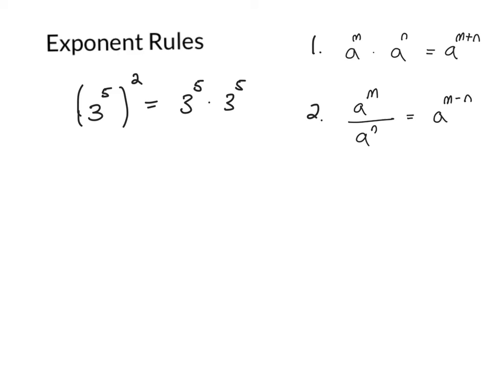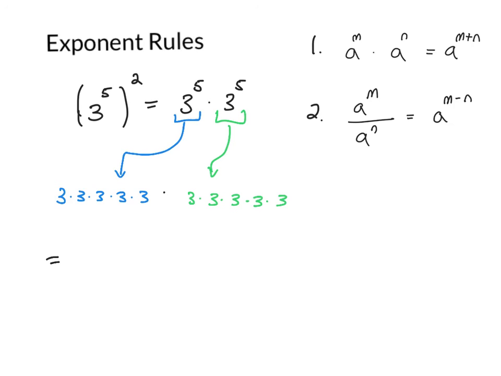Well, when I break this down, this 3 to the 5th, I'm going to write it down here, it gives me 3 times 3 times 3 times 3 times 3. And this 3 to the 5th gives me the same thing, which is 3 times 3 times 3 times 3 times 3. And I'm multiplying all those together. So if we count these up, we're asking ourselves, how many 3's do we have? So I have 5 here and 5 here. So I have 10 3's. So another way to write that is 3 to the 10th.